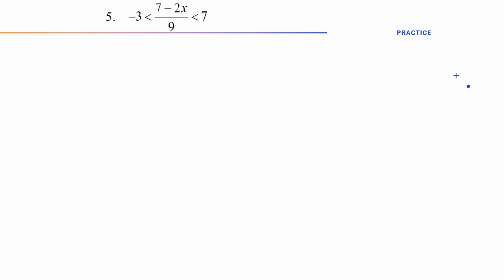Number 5 is similar. So we multiply all by 9, right? So we have 9 times negative 3, this one times 9, and this times 9. Okay, so 9 times negative 3 is negative 27, less than 7 minus 2x, because that 9 cancels with that, and then less than 63.